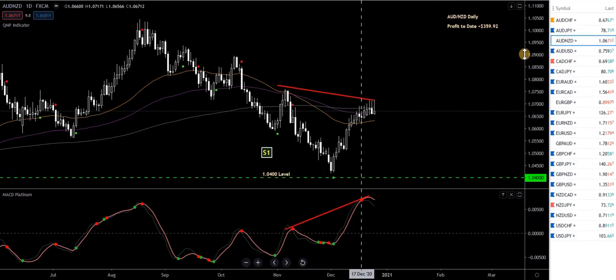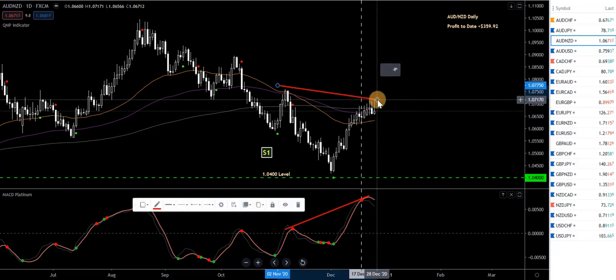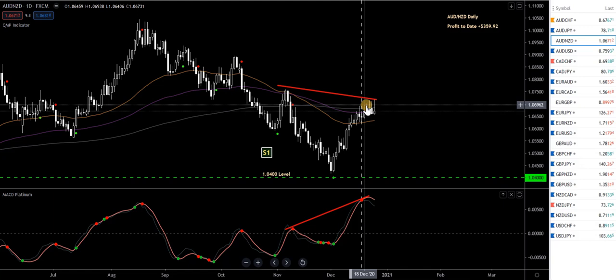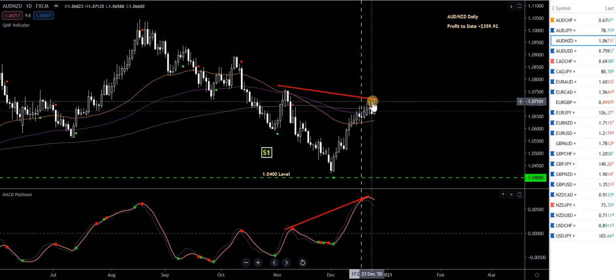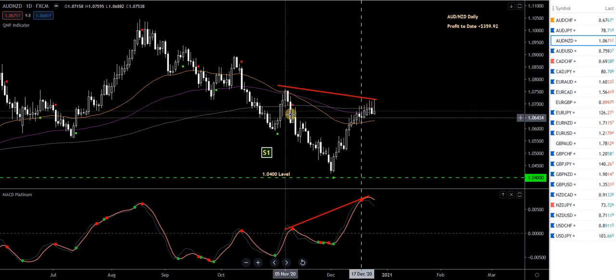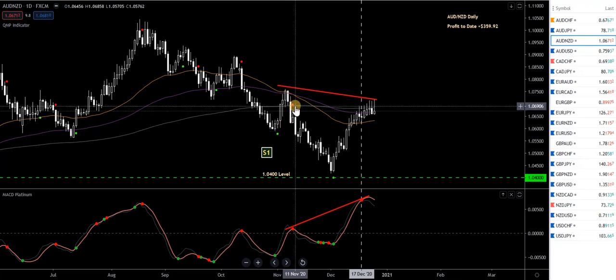Aussie New Zealand, no trades at the moment. I was in a buy and I accidentally closed it. It's gone nowhere since I closed it, so it's no big deal. Red lines. Even though it's in place, it hasn't been confirmed yet because there's been no red dot on the QMP filter. So there's red and green dots.